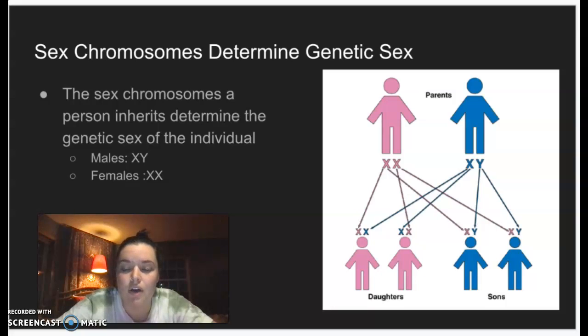So if the father passes on the Y and the mother passes on an X, that will result in a son. If the mother passes on an X and the father passes on an X, that will result in a daughter, or a female.